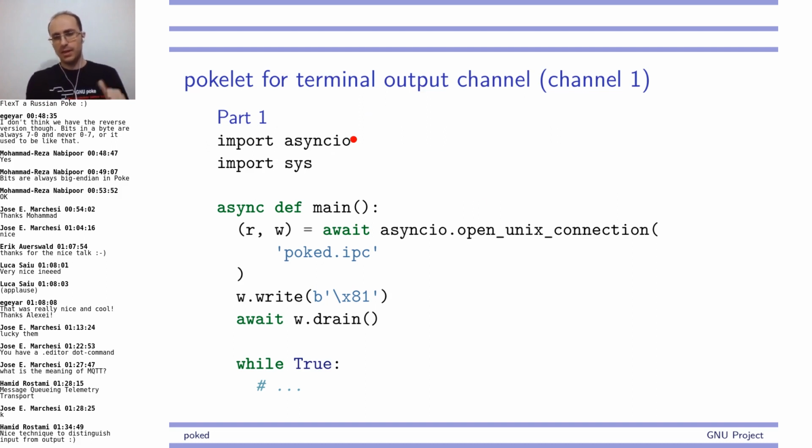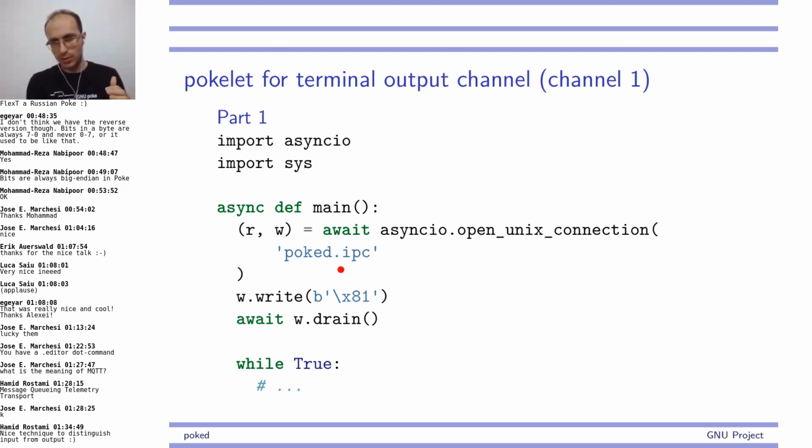In this example, I'm using the asyncio module, which is a standard library module of Python. It uses asynchronous IO, which I like. And I'm using sys for flushing to the output, as you will see. So we have an async method main. If you don't know about async IO, you can ignore the async and await and imagine them as blocking.